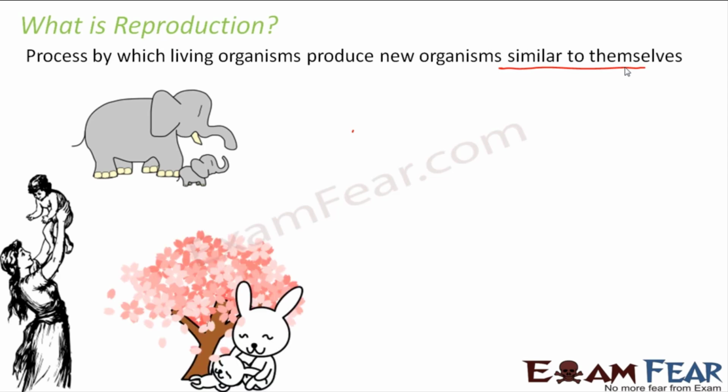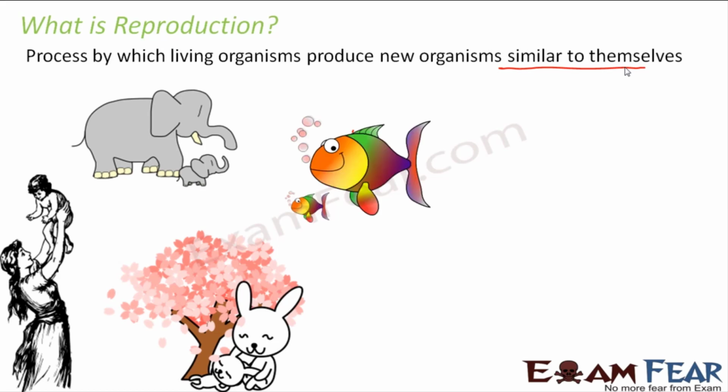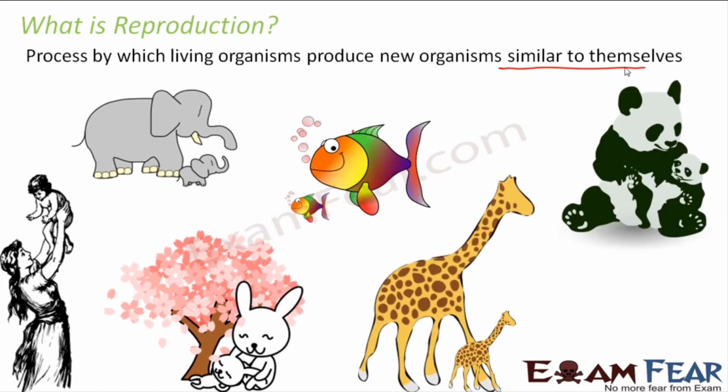Here you can see different living organisms and their respective babies. The baby of a giraffe looks very similar to the giraffe. Similar is the case for a fish. The baby fish looks quite similar to the mommy fish. So reproduction is a process where a living organism produces new organisms similar to themselves. Whether it is exactly similar or somewhat similar depends on many other factors. So we are clear with what is reproduction.